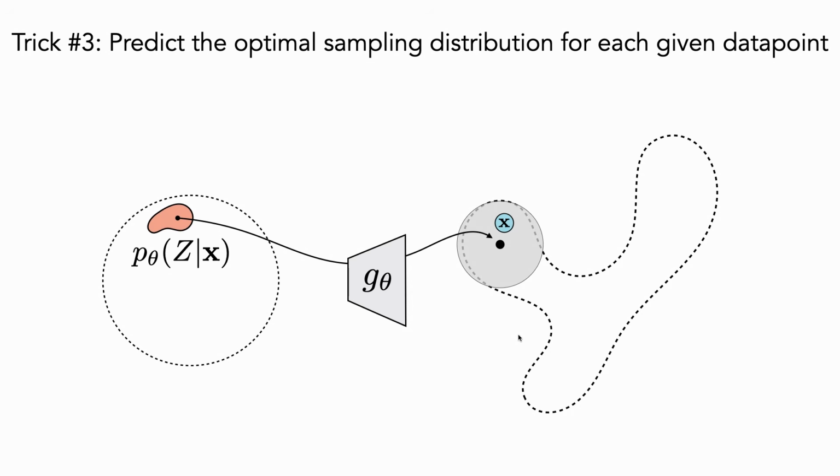Okay, but the problem is I don't know p(z given x). That might be another complicated distribution, and I now have to come up with a way of modeling that distribution. So here's how you do it. The next step in the VAE, the third trick, is you're going to try to model or predict the optimal sampling distribution, p(z given x). You're going to train a model that will take x as input and output a density over Z, and that will be a model of p(z given x).